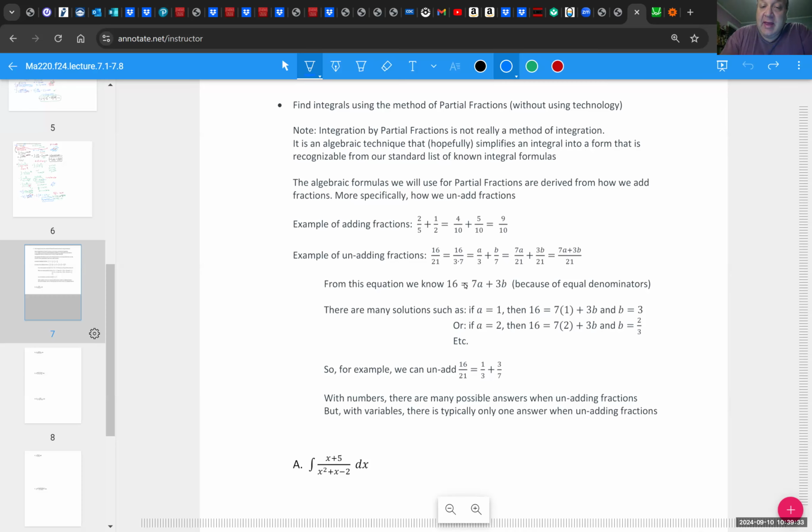So as an example, I added a couple of fractions in this line right here, 2/5 plus 1/2. I get a common denominator and proportionally equal numerators and add them together. That's the standard method for adding fractions. Notice that the new denominator is the combination of the other two denominators, sometimes called the least common denominator. So that's how we add fractions.